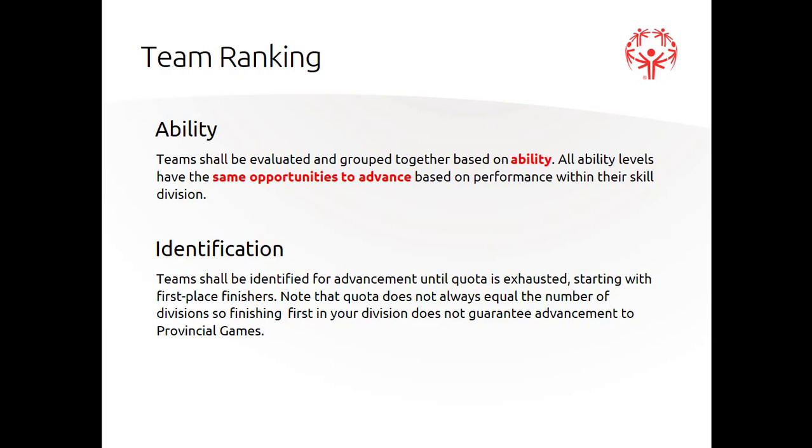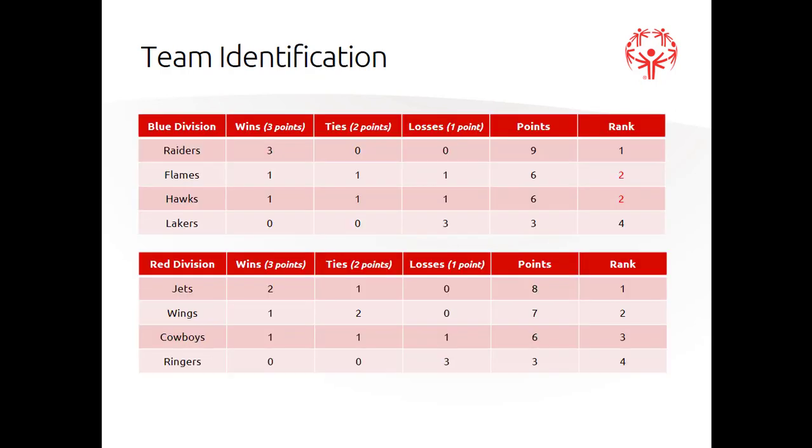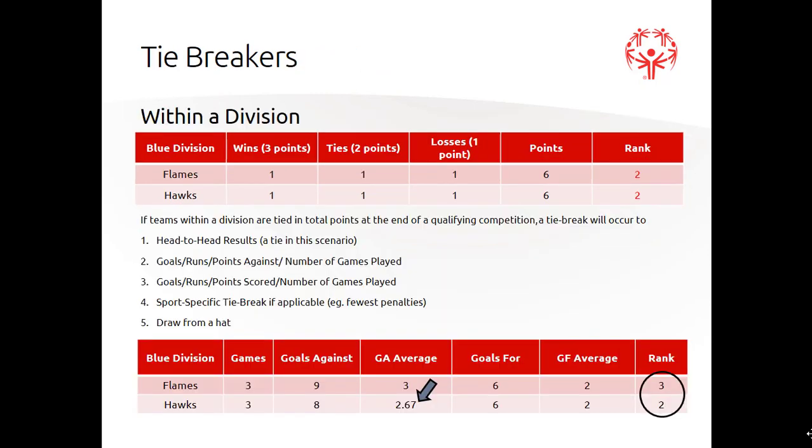Once competition is complete, quota will be assigned to first place finishers in their respective divisions. If quota allows, quota would then be assigned to second place finishers and will continue in that fashion until it is exhausted. Here is an example of a potential final tournament standings board. The Raiders and Jets won their skills divisions and would have first opportunity at receiving quota.